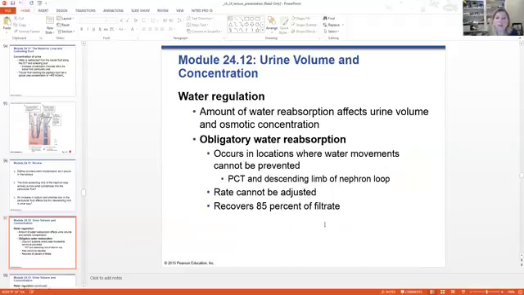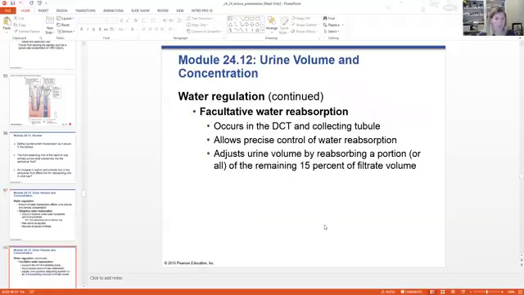The amount of water that's being reabsorbed is going to affect the volume of urine that we produce every day, as well as the osmotic concentration of our urine. So there is something called obligatory water reabsorption. This is in the PCT and the descending limb of the nephron loop, where there's no way to control it. It's just naturally going to happen, can't be prevented, right? The rate can't be adjusted. This is the majority of our filtrate, which is going to be reabsorbed in an obligatory fashion.